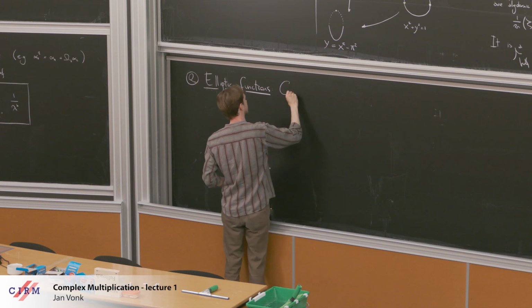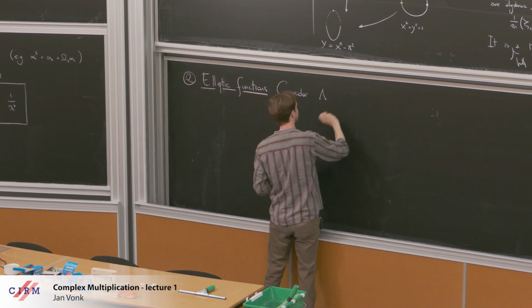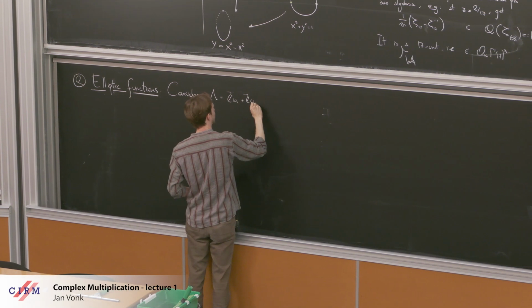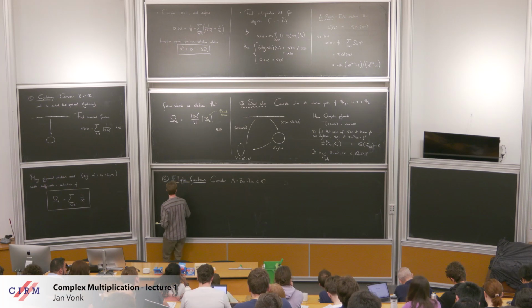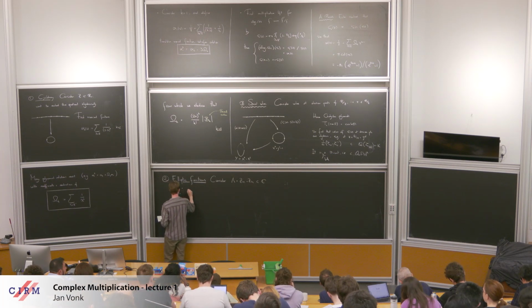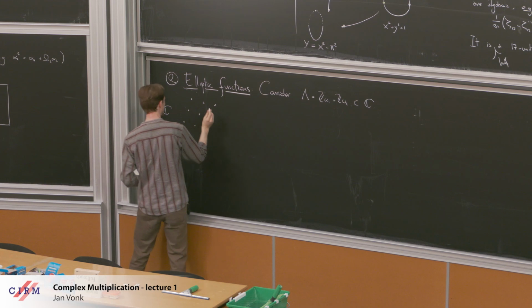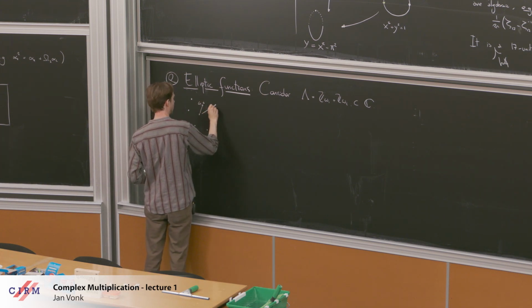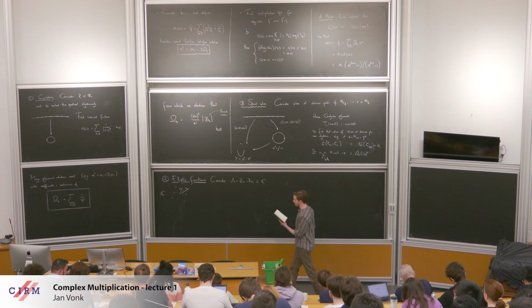And for elliptic functions, we're going to consider a lattice which will be generated by two elements, omega 1 and omega 2, in the complex numbers. And we want to do essentially the same thing. This time the picture looks a little bit more complicated. We have this grid inside of C, and it's going to be generated by a pair of elements, omega 1 and omega 2. And they form a lattice which I'll call lambda.